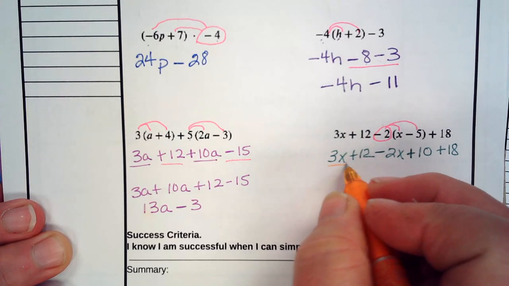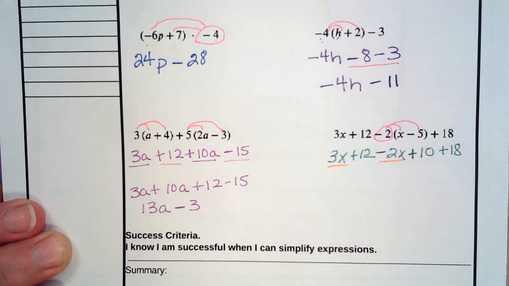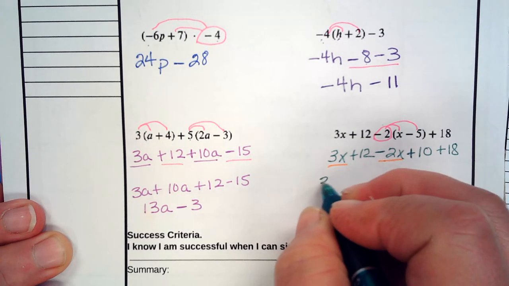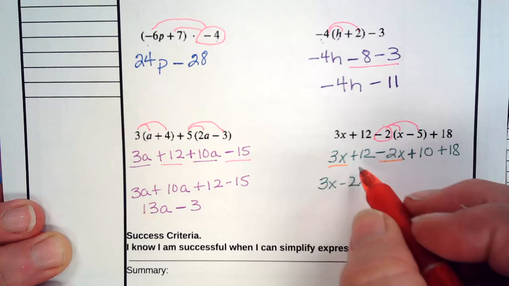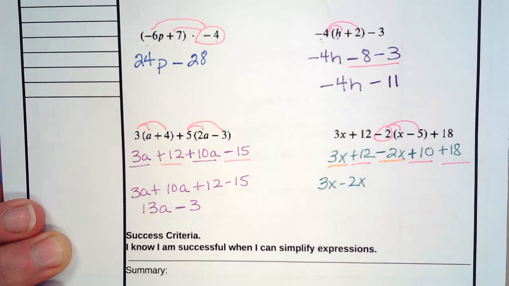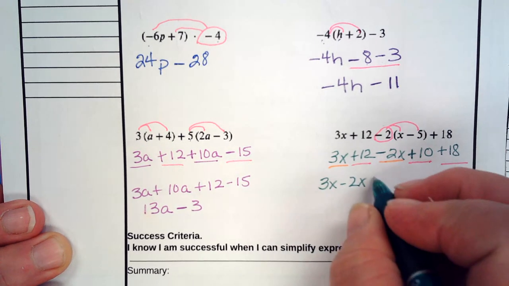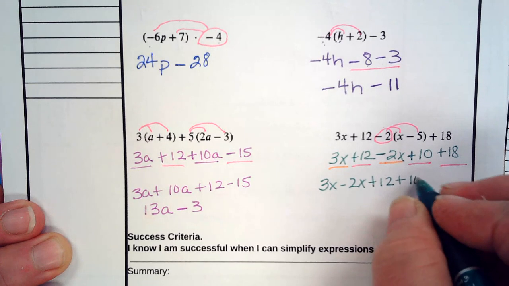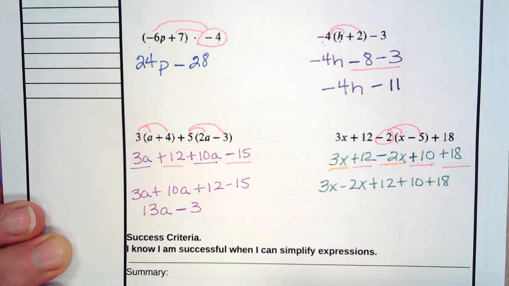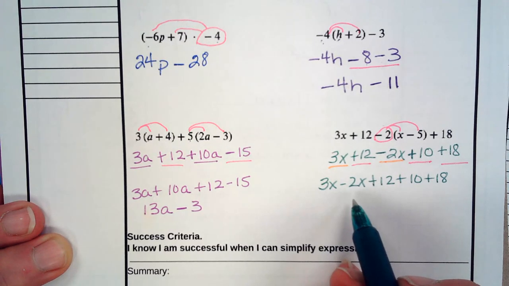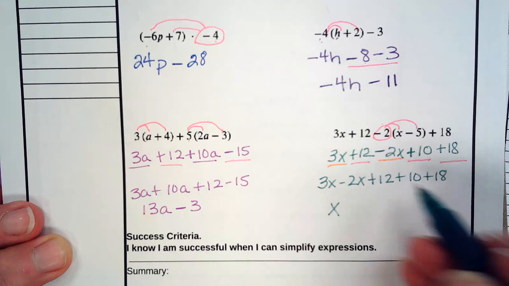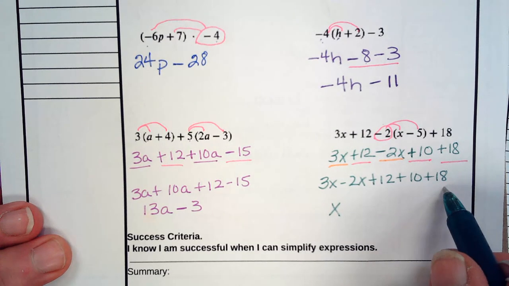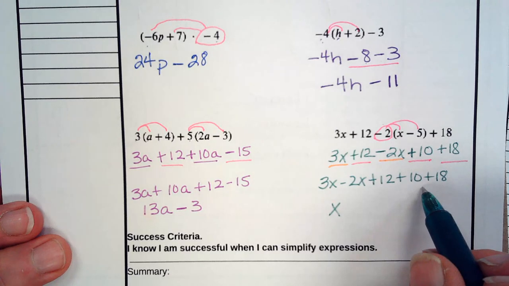Gather your like terms. I've got 3x minus 2x. Then you've got your numbers. Plus 12, plus 10, plus 18. Okay, 3x minus 2x, 3 minus 2 is 1, so I will just put x. We usually don't put a coefficient of 1 there because it's understood to be there. If I'm looking at this, I know that 12 plus 18 will give me 30, plus 10 will give me 40.